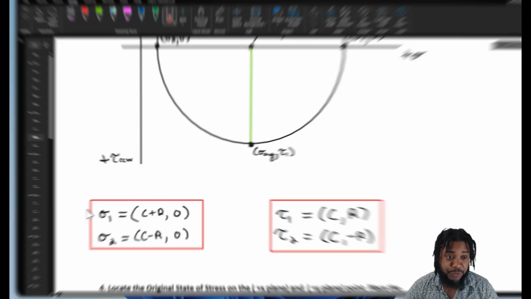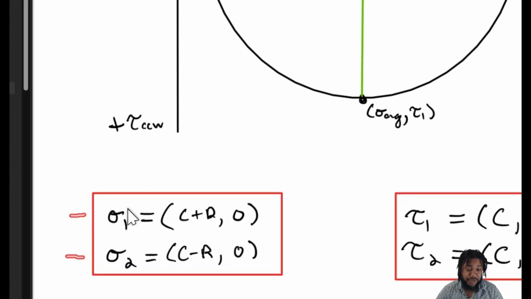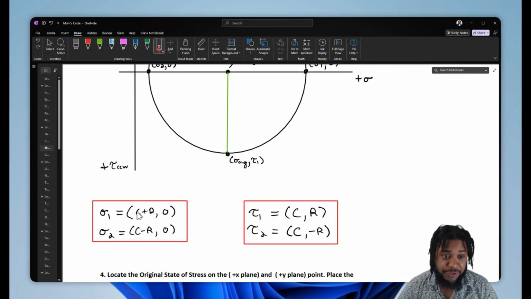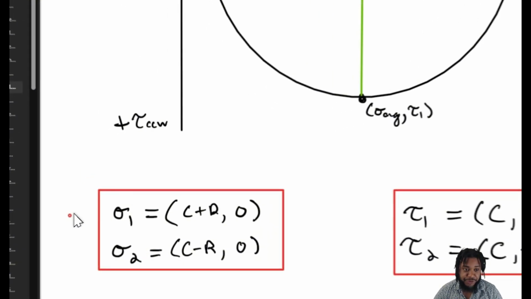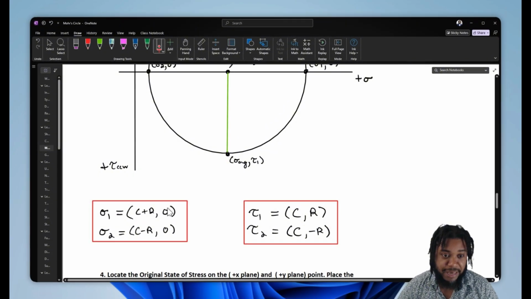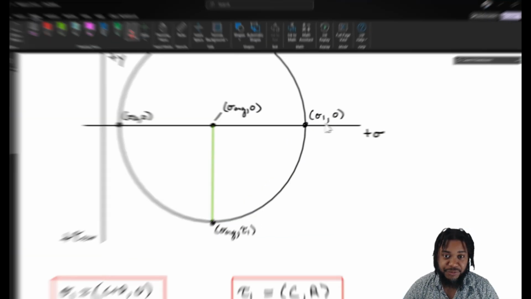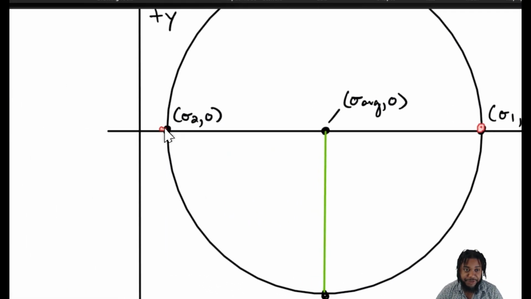Our principal stresses, sigma 1 and 2, are equal to C plus R, the center or the average normal stress, plus the radius or minus the radius. And those extreme values of normal stress have zero shear stress. So we can just place those dots, put a dot here, put a dot there.